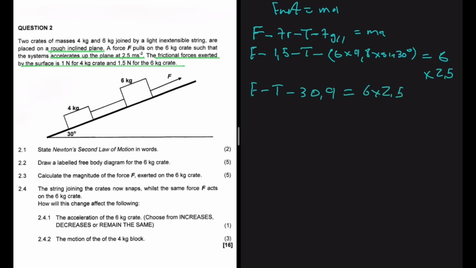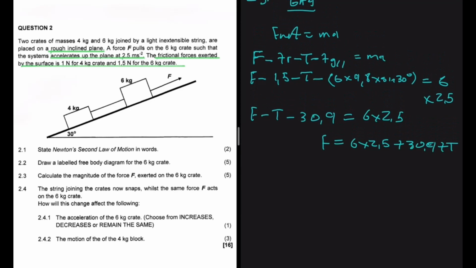So if we make the force the subject of the formula, we're going to get the force being equal to 6 multiplied by 2.5 plus 30.9 plus the tension, right? So now it's easy to see that we don't have the tension. If we had the tension, we would be able to find the force F.